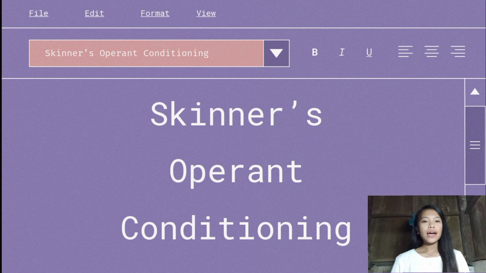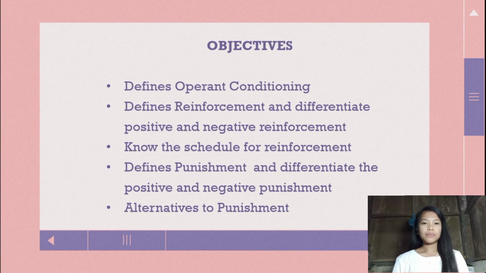Hello everyone, I am Kimberly Pungase, and for today's topic I will be discussing with you Chapter 4, Lesson 3, entitled Skinner's Operant Conditioning. At the end of the lesson, students will be able to define operant conditioning, define reinforcement, and differentiate positive and negative. Know the schedule for reinforcement, define punishment, and differentiate positive and negative punishment, and also know the alternatives to punishment.